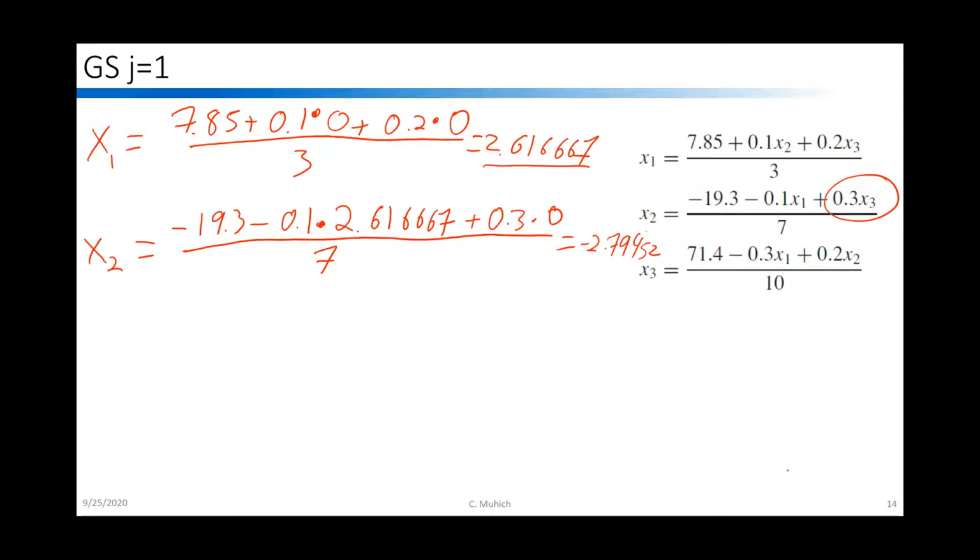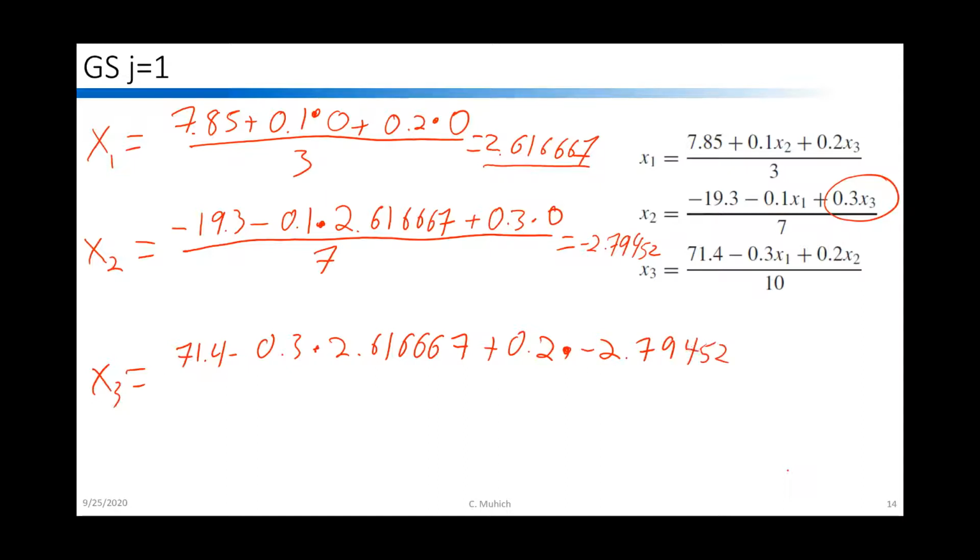Right, now we're ready to do x3. We still maintain that 71.4 minus 0.3. We're going to use our best guess for x1. Our best guess for x1 isn't 0. It's 2.616667. And then when we go in to do our 0.2 times x2, we use our best guess for x2. That's negative 2.79452. And then we put that all over 10.